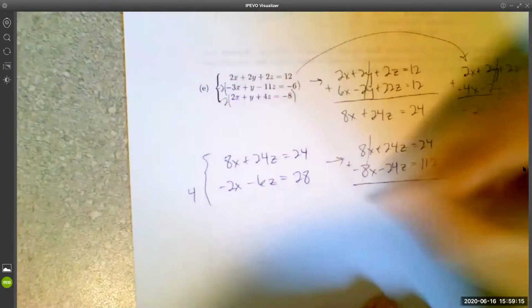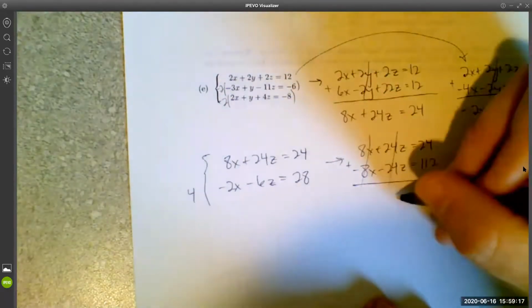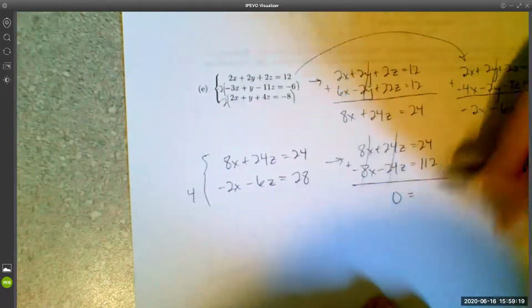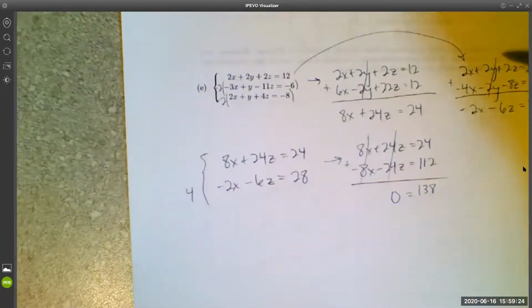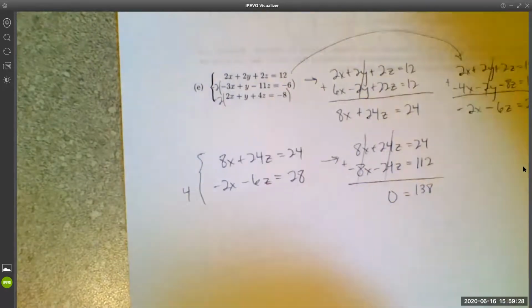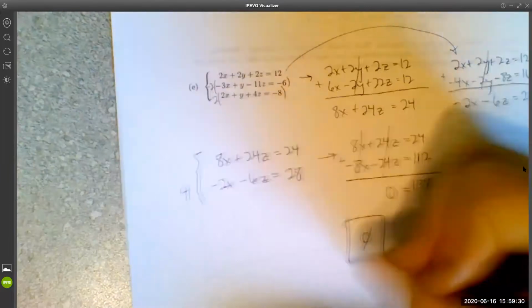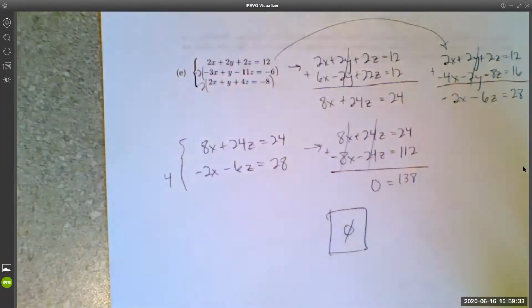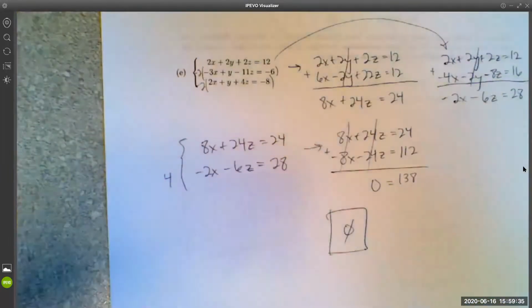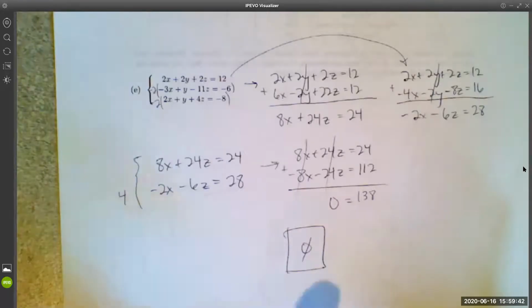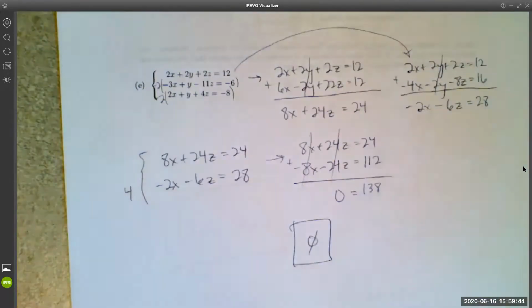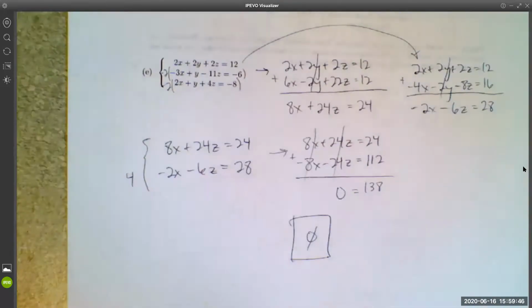We add these up. The x's cancel. The z's cancel. We get 0 equals some big, huge number, right? 138, which is not a true statement. That's a false statement. So what this tells us is that there's no solution. And we're done. We don't have to try to describe the solution set because there is no solution set. It's empty. So there you go. We like these ones. They're the easiest ones because once we get a contradiction, we're done.